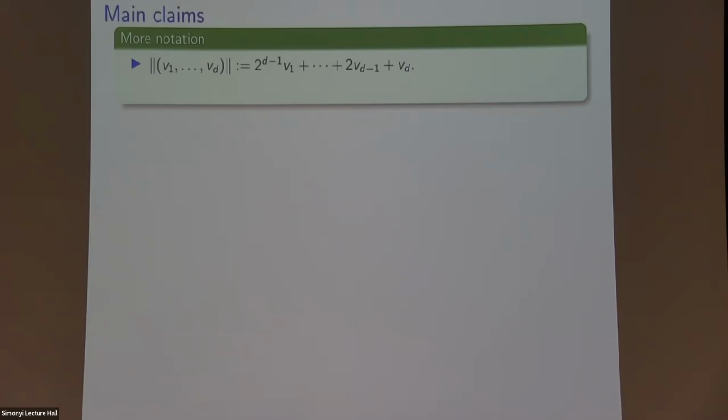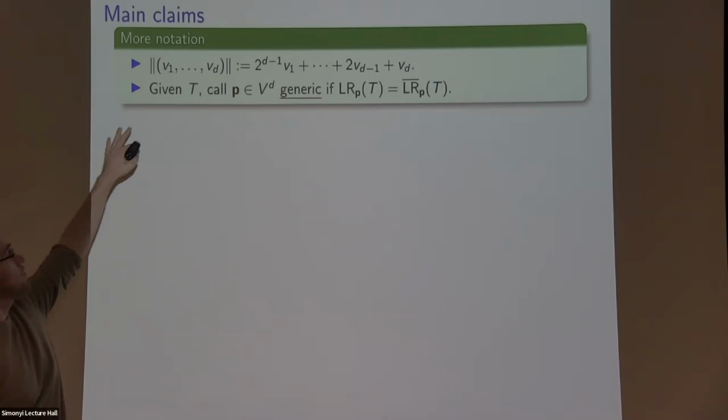Think of it as the L1 norm of the vector. And here's an important definition. We call a point P generic, or for lack of a better term, I say generic, singular if the local rank of the tensor T, so this is generic for a given T, the local rank of T at the point P is the same as the local rank over the algebraic closure.